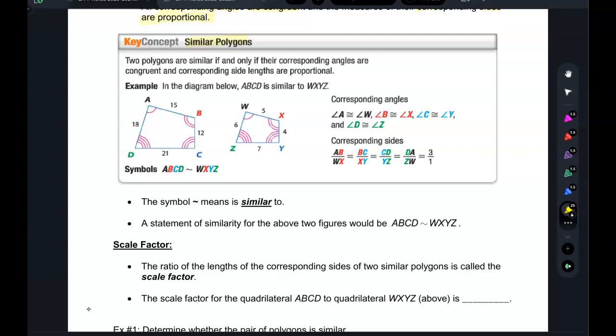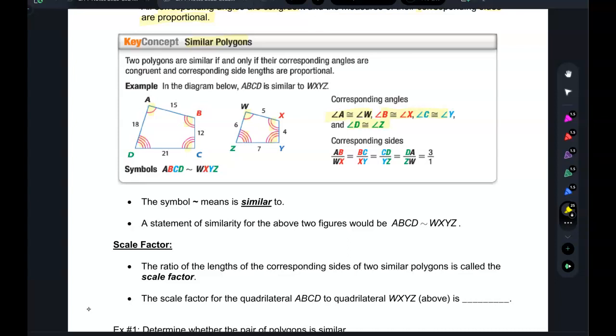So we look at each angle. A and W are congruent. B and X are congruent. C and Y are congruent. And D and Z are congruent. So they have to be congruent. But when we look at the sides, they are not equal.